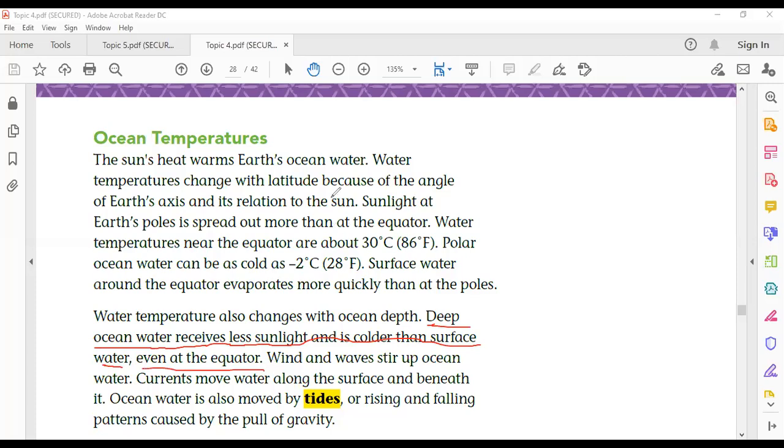Okay, and the first factor we were talking about is the latitude. Highlight this: water temperatures near the equator are about 30 degrees Celsius or 68 degrees Fahrenheit, while polar ocean water can be as cold as -2 degrees Celsius, which is equal to 28 degrees Fahrenheit. And also, because of high temperatures, surface water around the equator evaporates more quickly than at the poles.